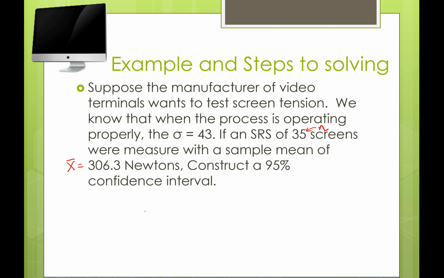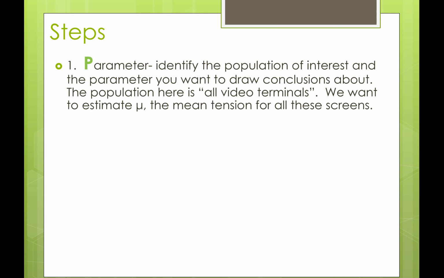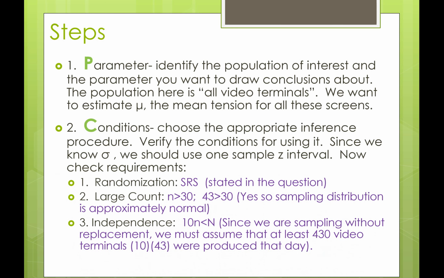So I am going to teach you a little acronym to remember what to put in your confidence intervals. We're going to do PCCI. The P stands for parameter. So you want to say, what are you measuring? We're trying to extrapolate to the tension strength of all video terminals, because it's the population. Then that's our P. Then for C, we want to check conditions.